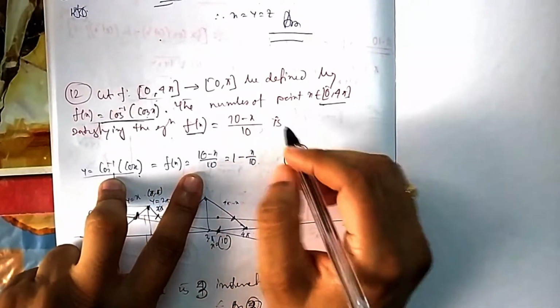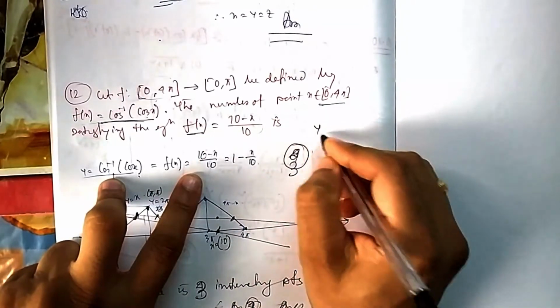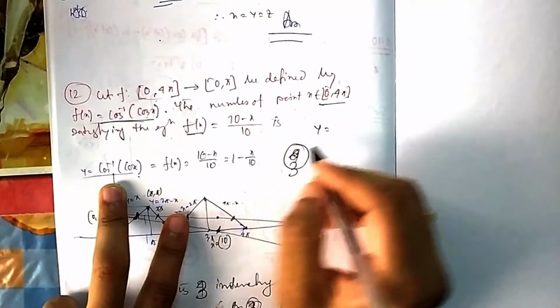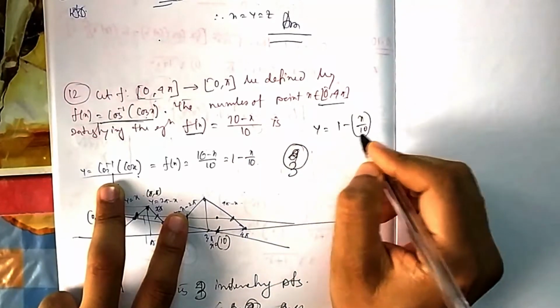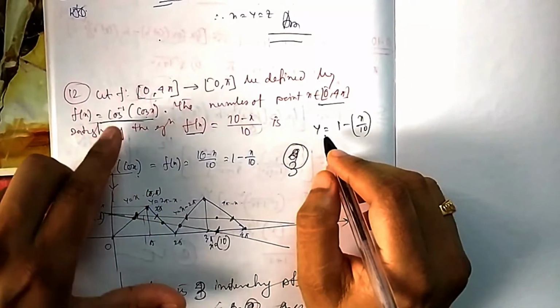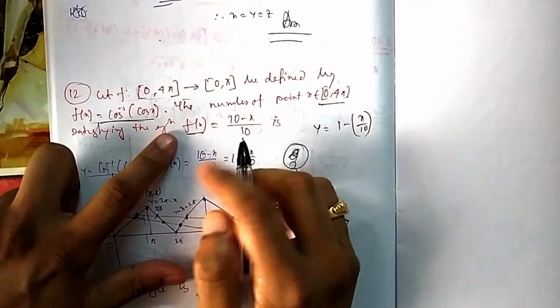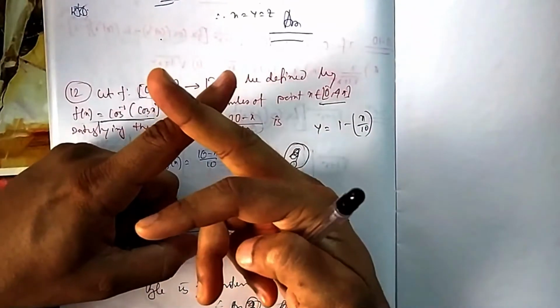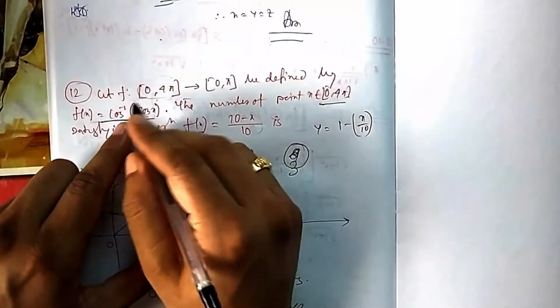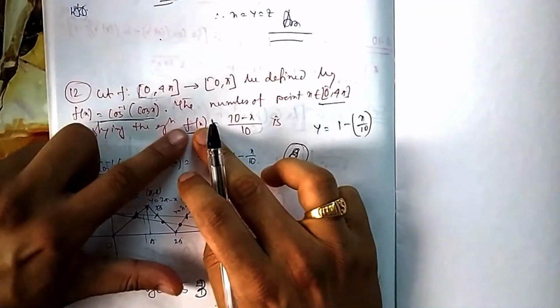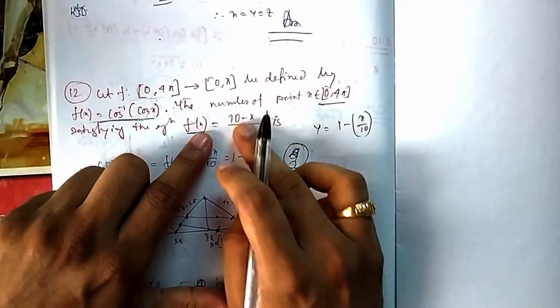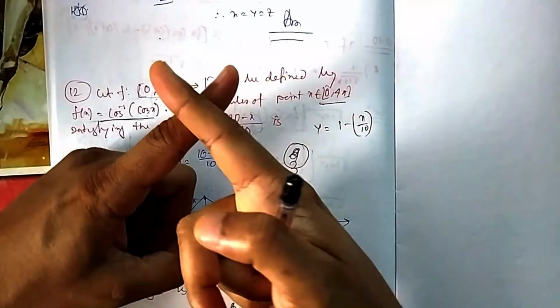And this is a straight line. Suppose this you take as y. So this will be what? y is equal to 1 minus x by 10. So this is a straight line. So this curve and this straight line, where they are meeting, that is also a solution. Suppose you can think this is one function, fx, and this is another, suppose gx. So they two are equal when they meet.